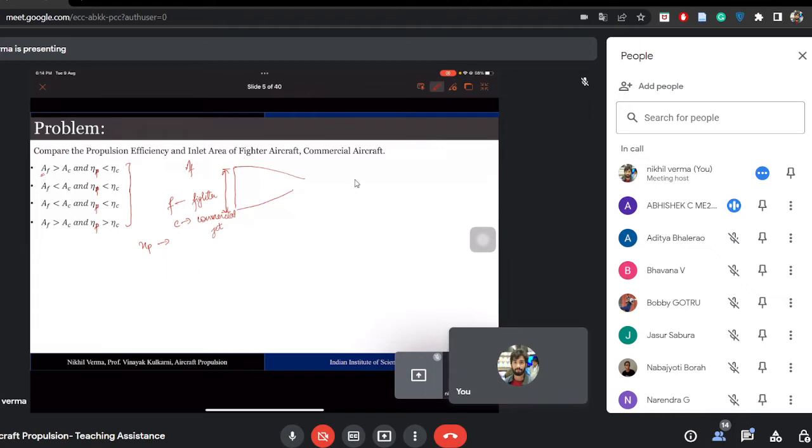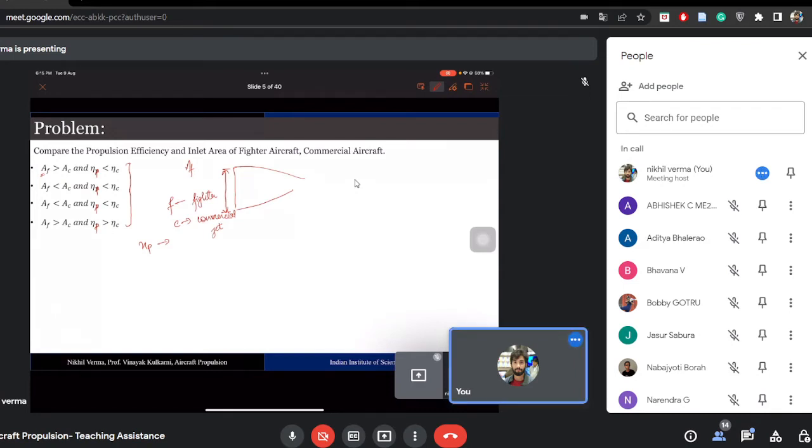Sir, in case of fighter jets, if the area is least, sir, then it can pass the opposing flow. In case of commercial flights, the area would be comparatively higher than the fighter jet, so that it won't be moving at that speed compared to the fighter jet. So basically, you're saying for a fighter jet, as it cruises at a faster speed, it needs a smaller area to take in the same amount of air, is it? Yes, sir. It is correct.